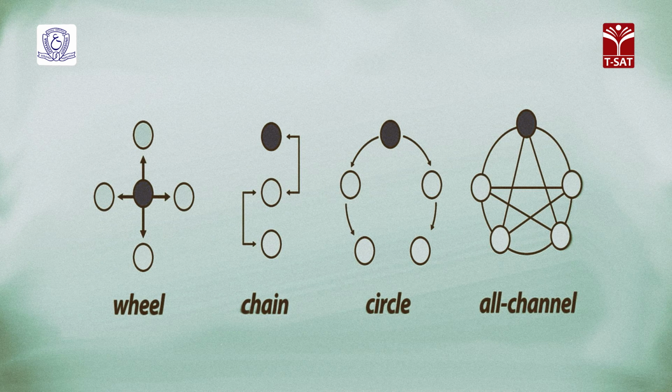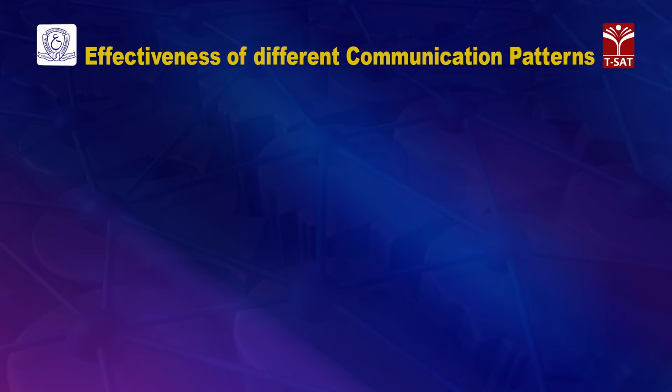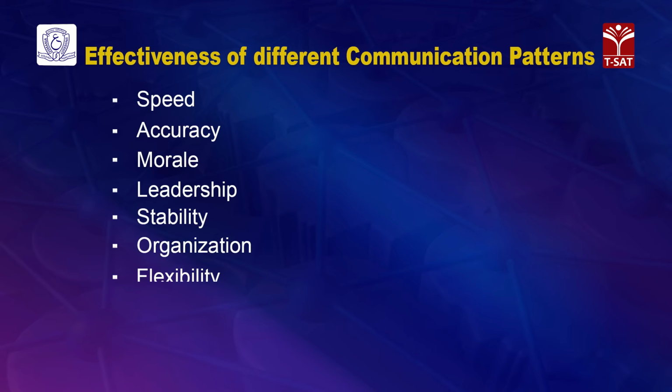After seeing various communication patterns, now we will try to understand how effective these communication patterns are. The importance of communication patterns lies in its potential effects on the variables such as speed, accuracy, morale, leadership, stability, organization and flexibility. Various studies have been done here and studies in communication patterns show that the effectiveness of the pattern depends on situational factors. Using various communication patterns, researchers have tried to find their impact on group performance both in terms of achieving goals and its ability to satisfy the members of the group.